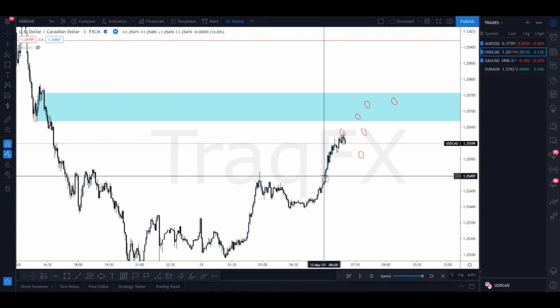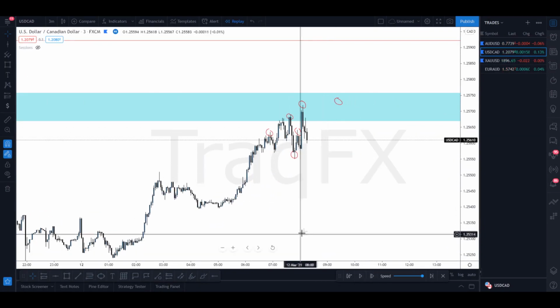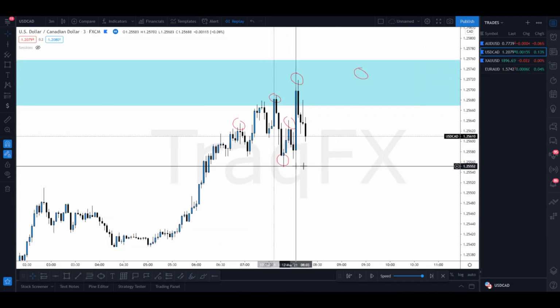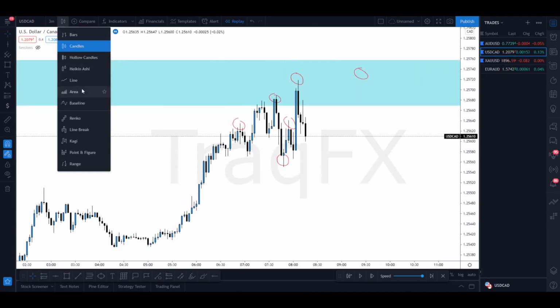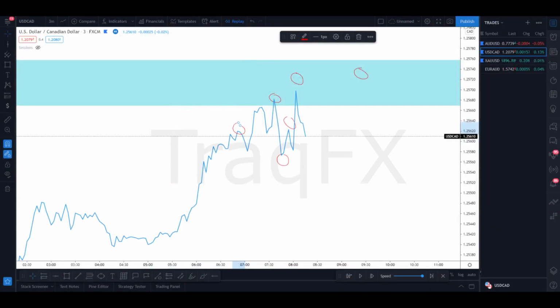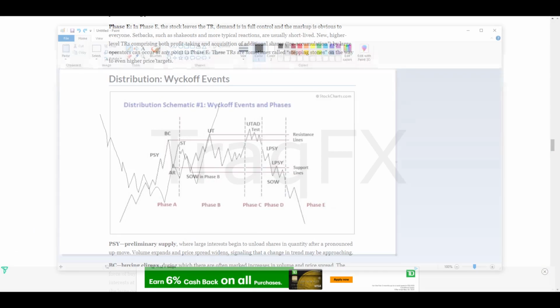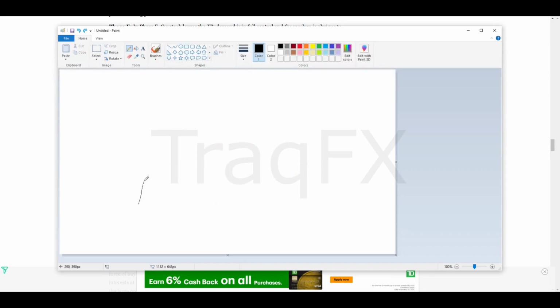So let me go down to my USD CAD chart and let's see this. Right over here, someone might say, how do you know which one is which? Let's go down to the line chart and break this down. Right here, we see that the market makes a push up.